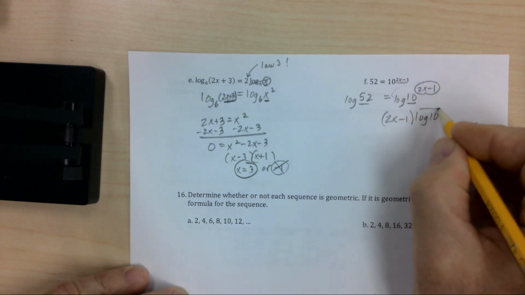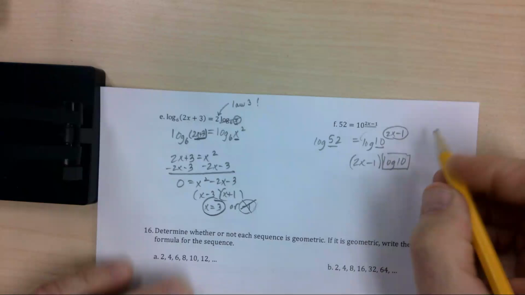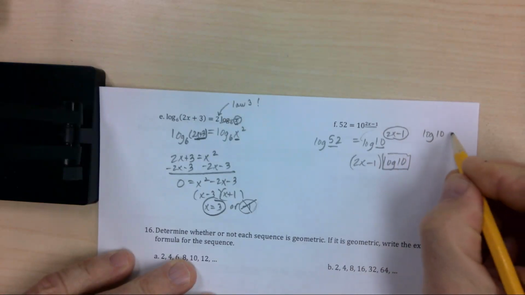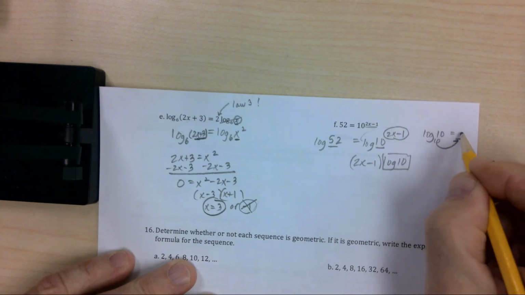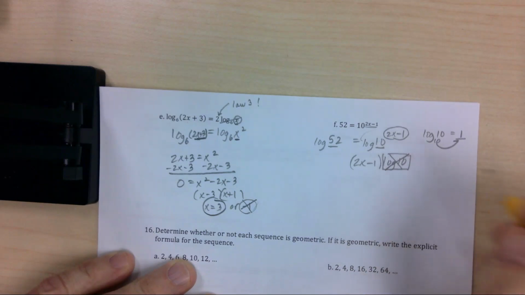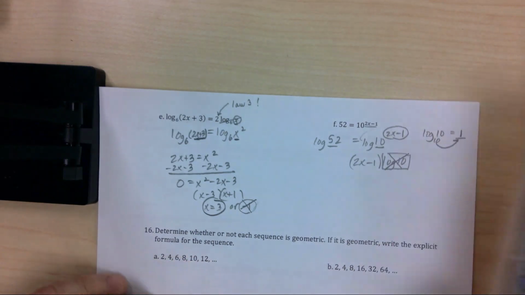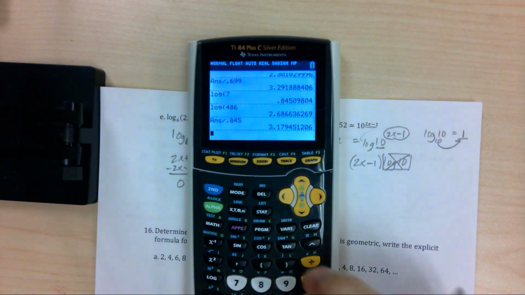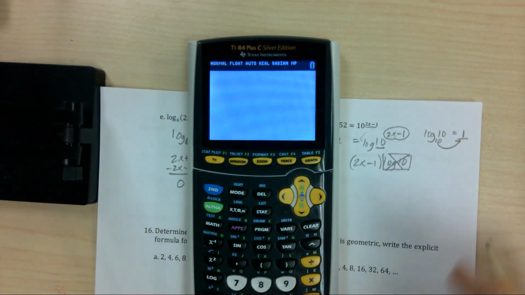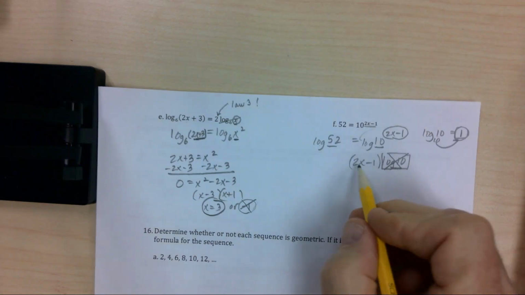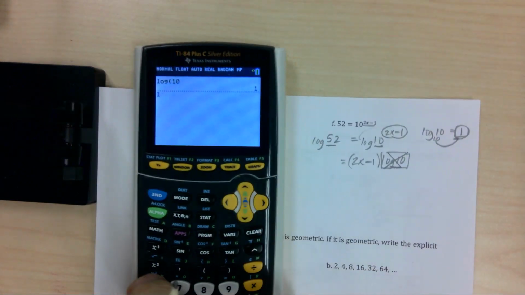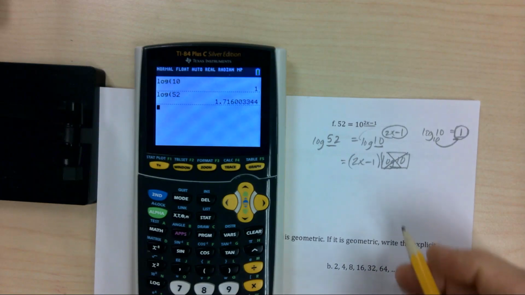Now let's visit this for a second. Remember, that's kind of a problem all by itself. What does this equal? Well, there's a 10 here. 10 to the what power is 10? That's 1. So this really turns into 1. You can type it in your calculator to figure that out. If I just type in log of 10, it gives me 1, but I explained why right here. So really, if I look up log of 52 now, I get 1.72.